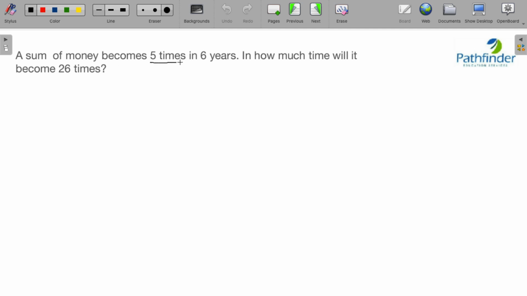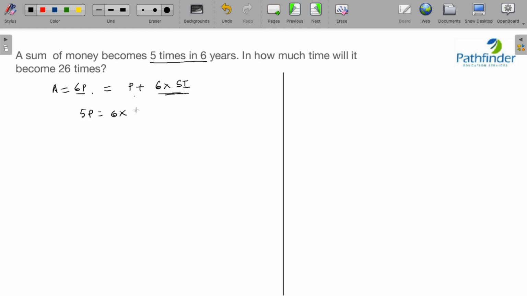A sum of money becomes 5 times in 6 years. It means that the amount has become 5 times the principal, and this should be equal to principal plus the interest earned in 6 years, because amount is equal to principal plus interest earned in 6 years. So we have 5 times the principal is equal to 6 times the simple interest, or simple interest is equal to 5 by 6 times the principal.